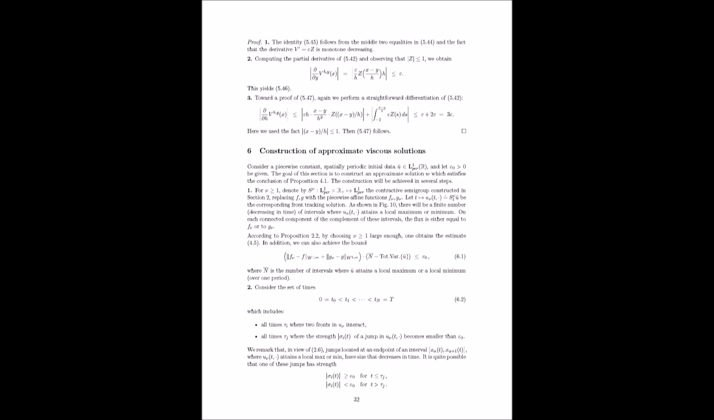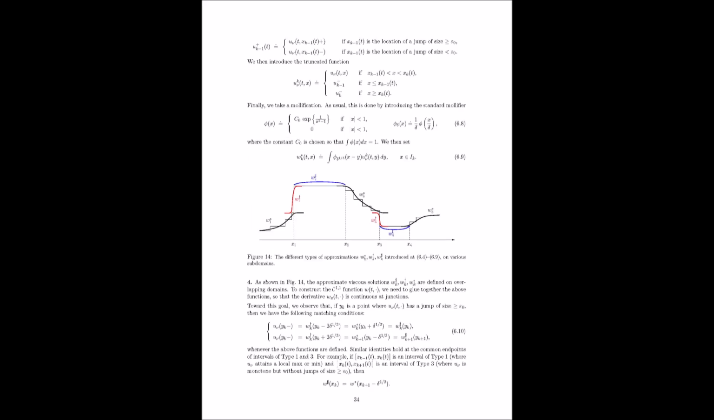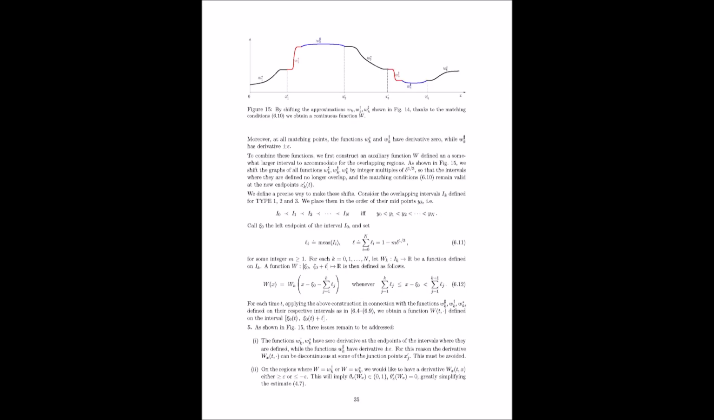Exactly. They describe this process in equations 6.7 through 6.9. They truncate the front tracking solution to create a truncated version, and then smooth it using a mollifier function, resulting in the final piece of their viscous solution, WKPX, in those smooth regions. Okay, so now we have all three ingredients. Yes. We've got our viscous shocks, our near constant solutions at the peaks and valleys, and our smoothed out front tracking solutions for the calm regions.